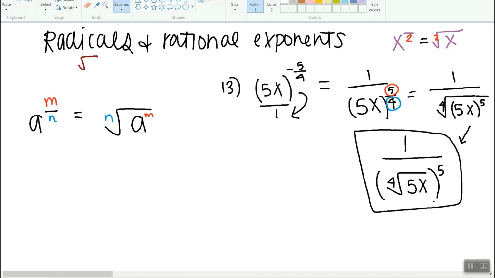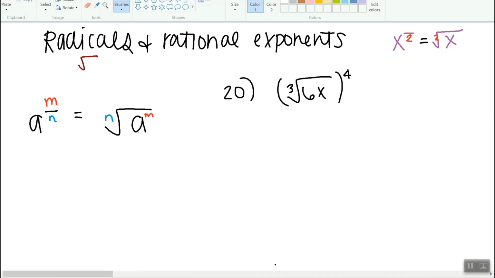Problems like this are definitely more tricky, so just take it one step at a time. Focus on the negative exponent first, if it has one. It won't always have a negative exponent. And then just slowly go from exponential form to radical form.